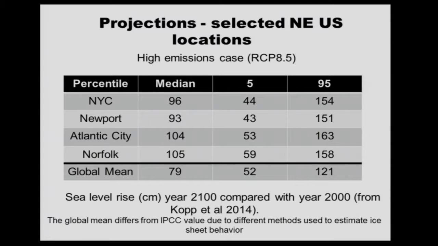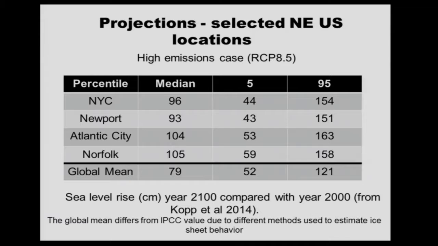We see a sea level, this is in centimeters, so about a meter, which is 3 feet basically, in New York, Newport, a little more in Atlantic City, and also in Norfolk, for a global average of about 0.8 meters, or about 2.5 feet. But we do what's called the confidence intervals. There's a 5% chance the sea level rise is less than these numbers, and there's a 5% chance that it's above these numbers. So the 5% confidence limit for New York City or for Newport is basically 1.5 meters or more than 4.5 feet.